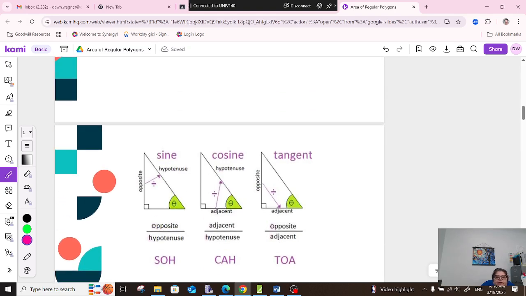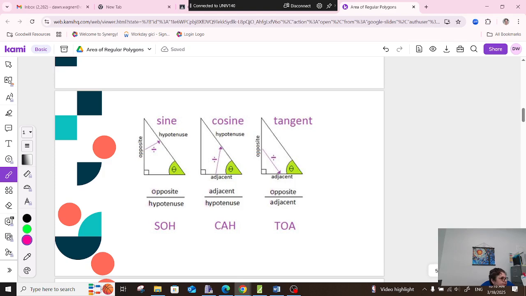Now the other review is trigonometry, right? Sine, cosine, tangent: opposite over hypotenuse, adjacent over hypotenuse, opposite over adjacent, or SOHCAHTOA. Remember that? Yeah, this one's not in your notes. We're just doing reviews, but you can take a picture if you need to.